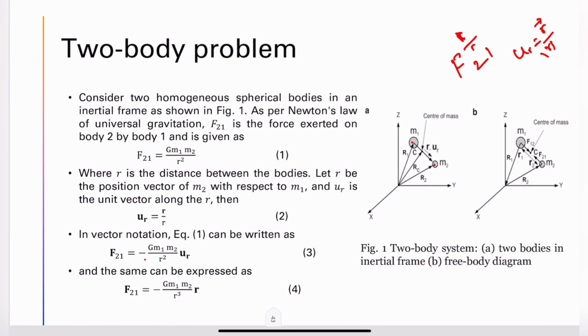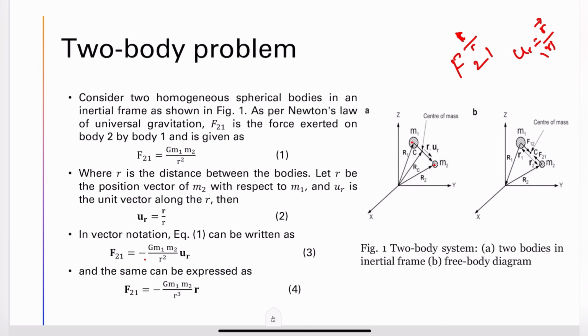Okay, first let us consider the homogeneous spherical system in an inertial frame. The homogeneous spherical bodies are m1 and m2. As per Newton's law of gravitation, the force F21 exerted on body 2 by body 1 is given by F21 equal to G m1 m2 divided by r square.